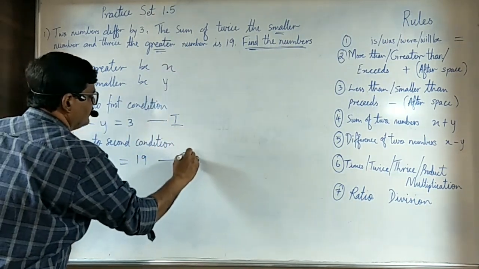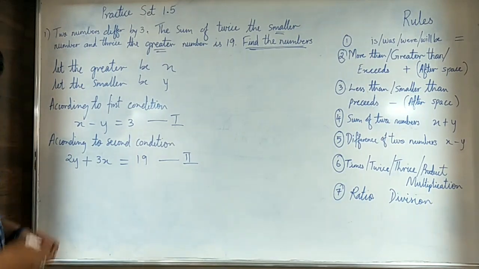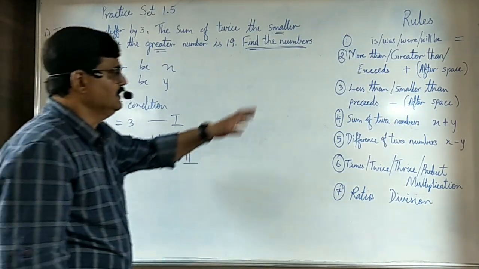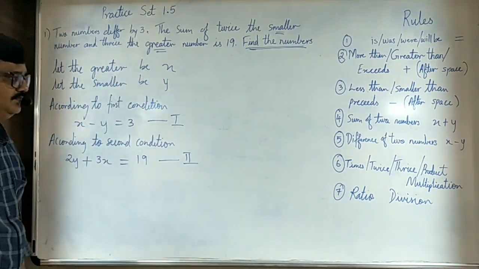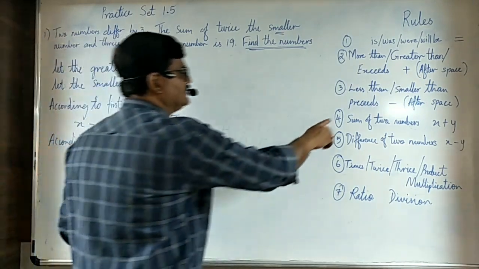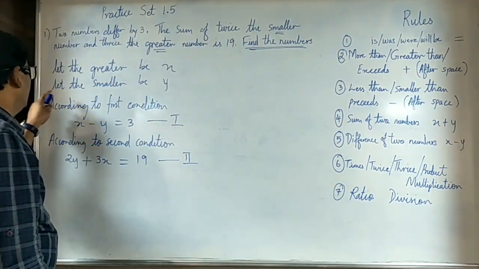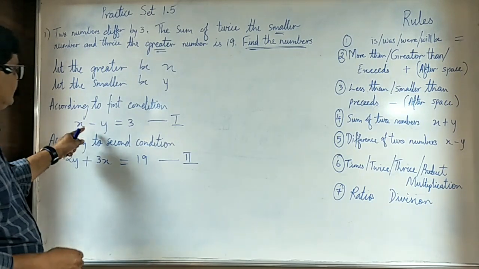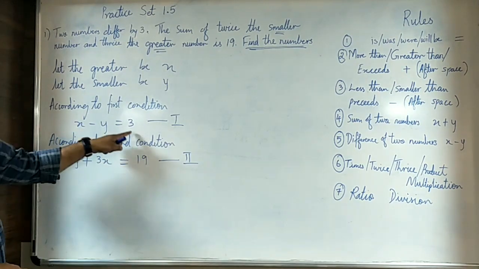And this is my statement number 2. So can you see these rules? What I wrote over here, that we have followed the 4 rules just now. We followed the sum of the two numbers, which I have written over here. That is, the difference of the two numbers is x minus y is equal to 3.